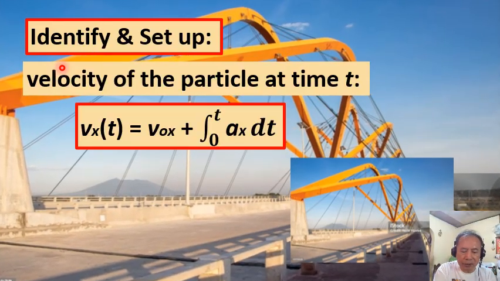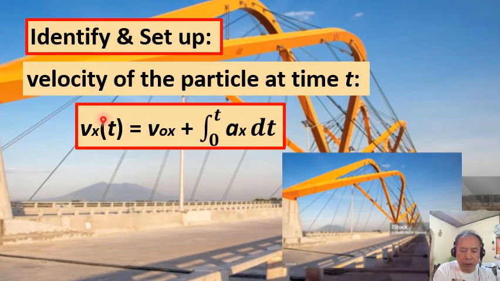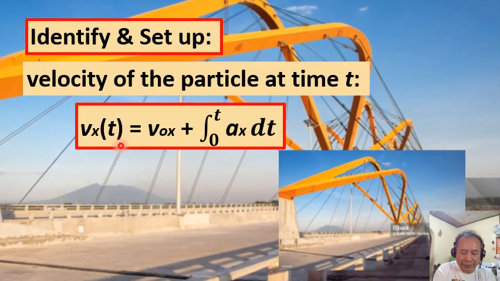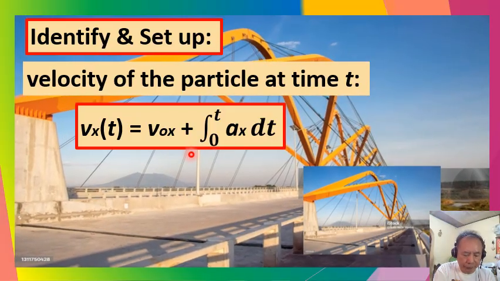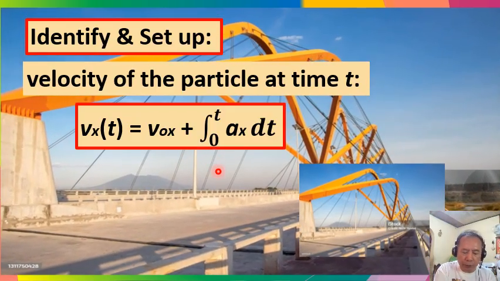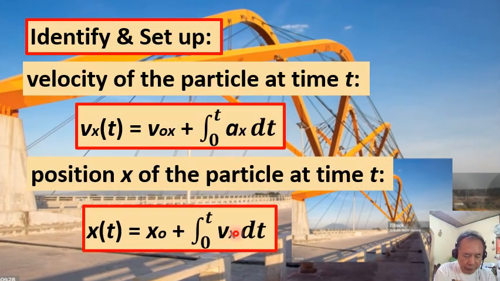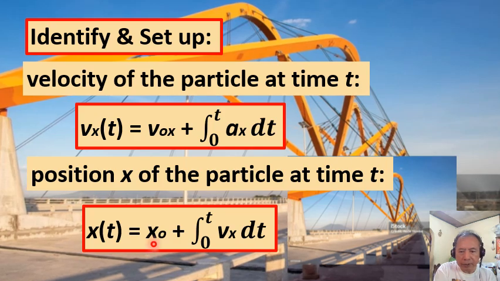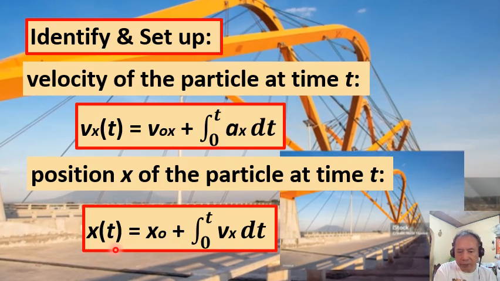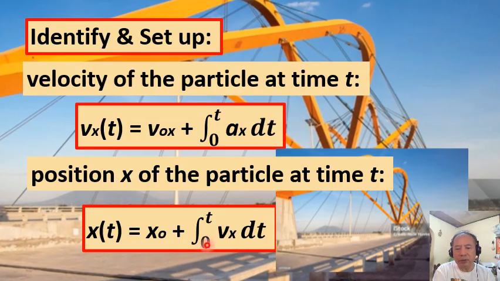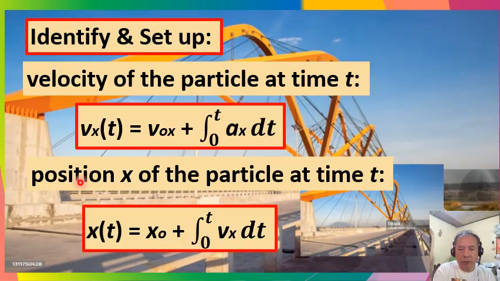The velocity v_x of the particle at any time t is expressed as v_0x plus the integral of a_x dt from 0 to time t, while the position x of the particle at any time t is given in this expression. So x at any given time t is equal to x_0 plus the integral of v_x dt from 0 to time t.